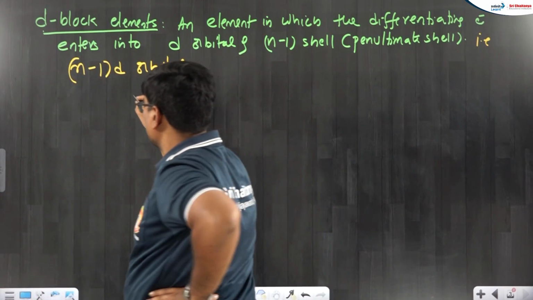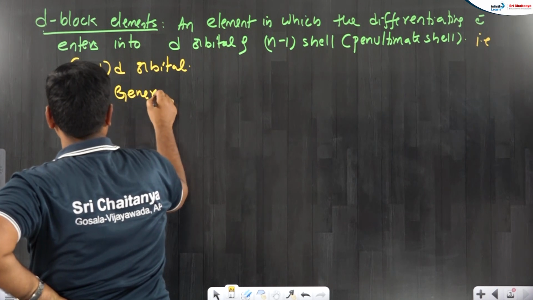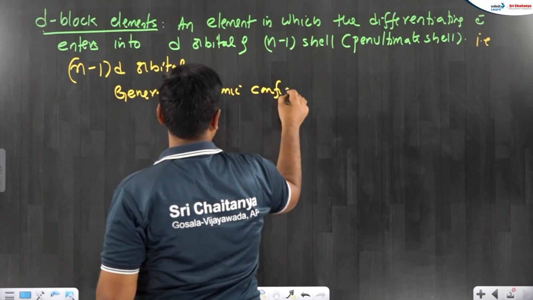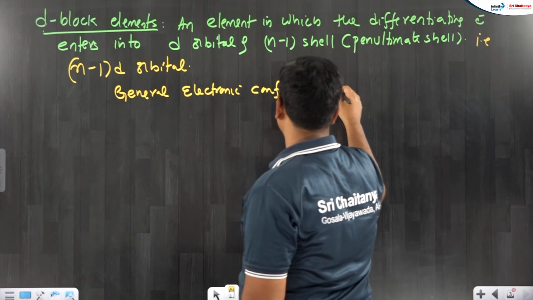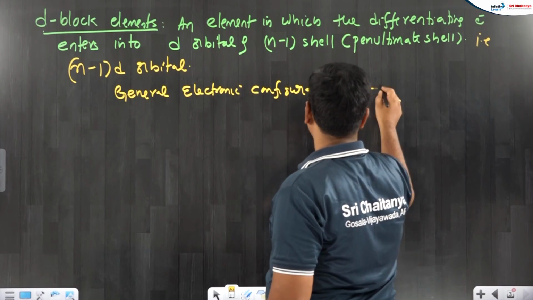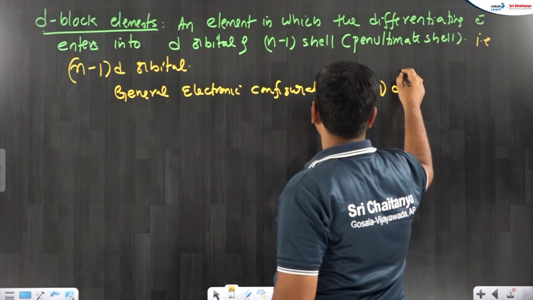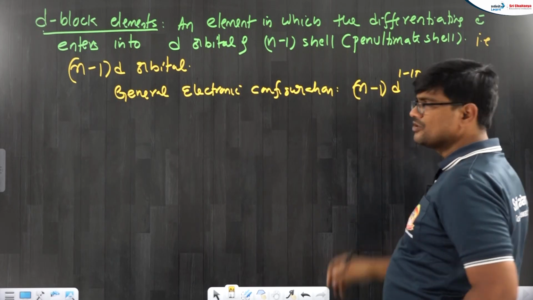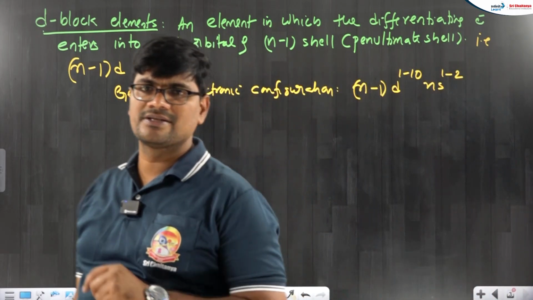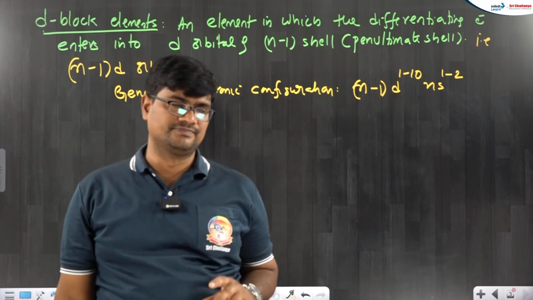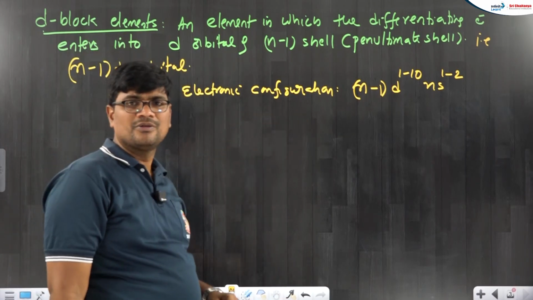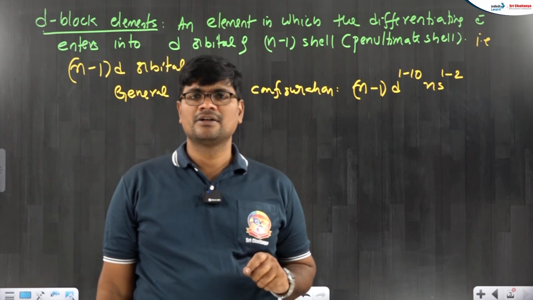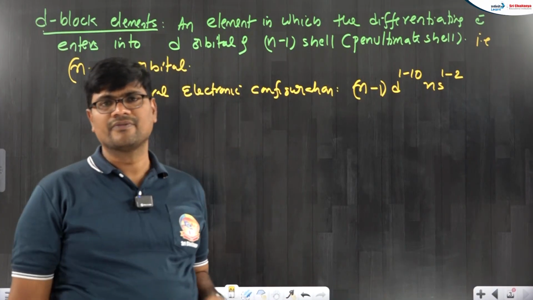What is the general electronic configuration of these elements? The general electronic configuration is (n-1)d 1 to 10, ns 1 to 2. We can also write 0 to 2, except for palladium, which has an exceptional configuration. Generally we write 1 to 2, or some books write it as 0 to 2, do not worry about that. Palladium has an exceptional configuration, that is d10 and s0.